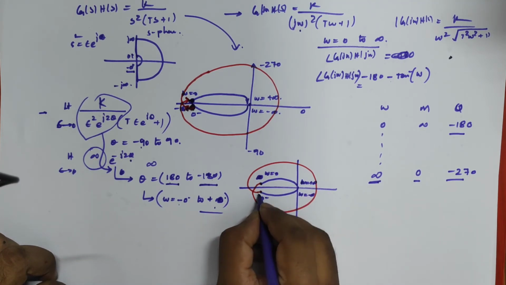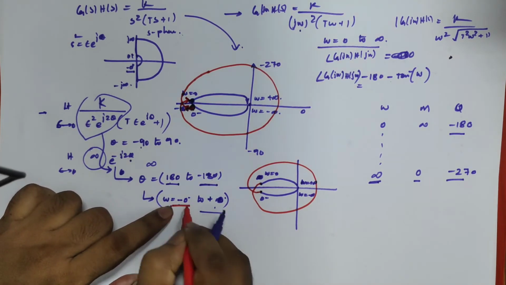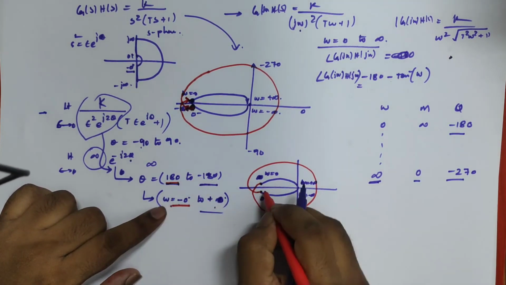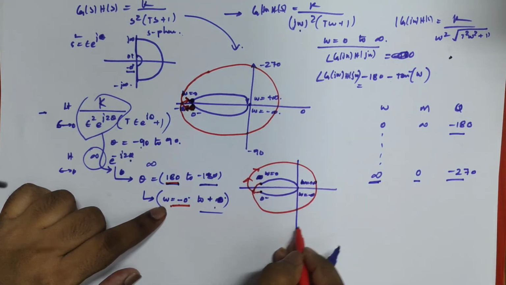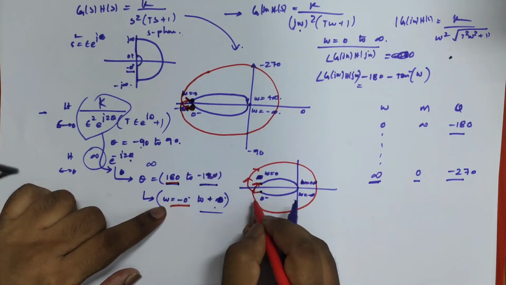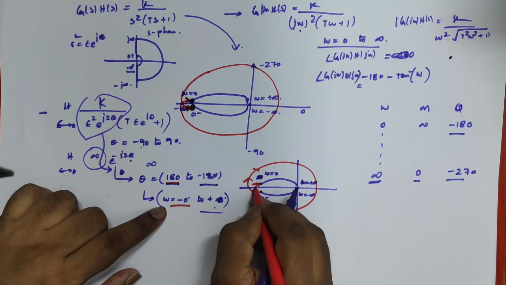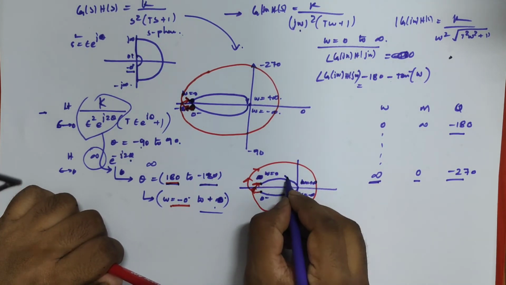From minus 0, it started with plus 180 degrees, and it terminated with minus 180. Okay, minus 180 means it is looking like this. So what is happening here is we have got two encirclements.